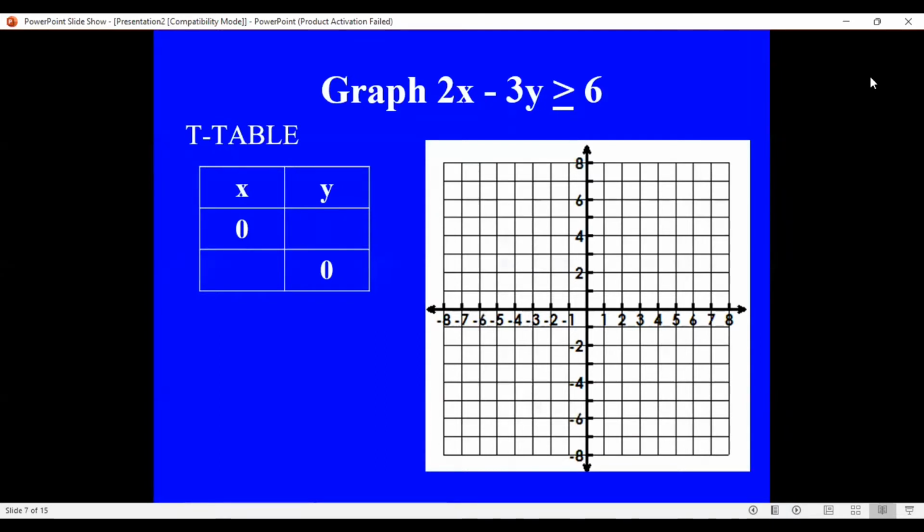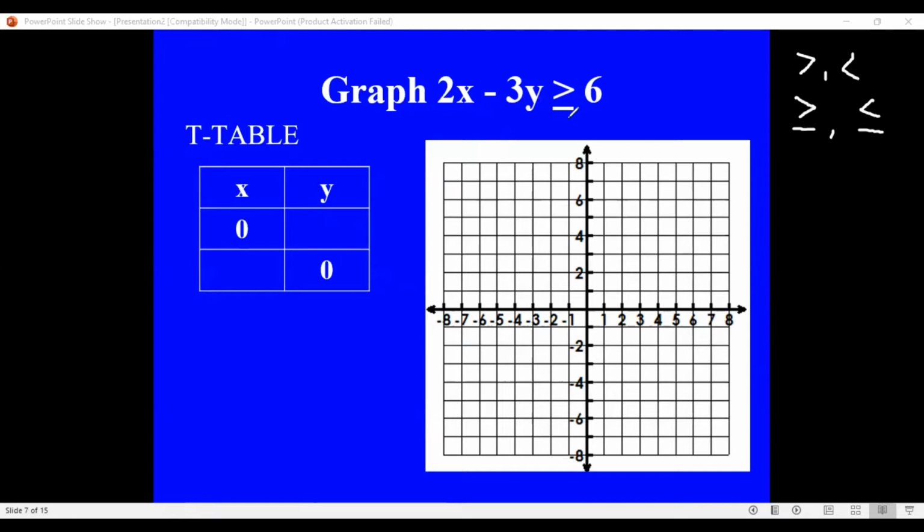These are the greater than, less than. We also have greater than or equal to, and the other one which is less than or equal to. So you have here in our problem: graph 2x minus 3y is greater than or equal to 6.